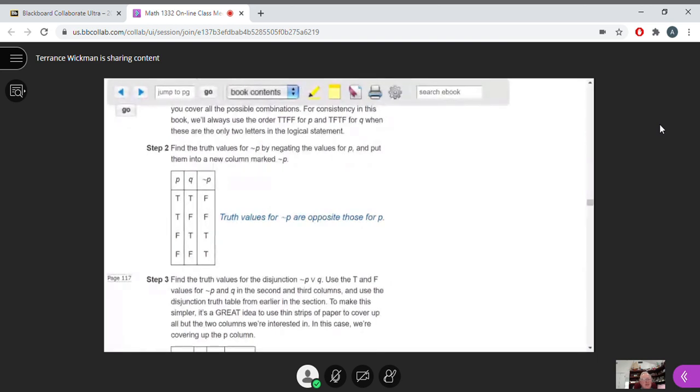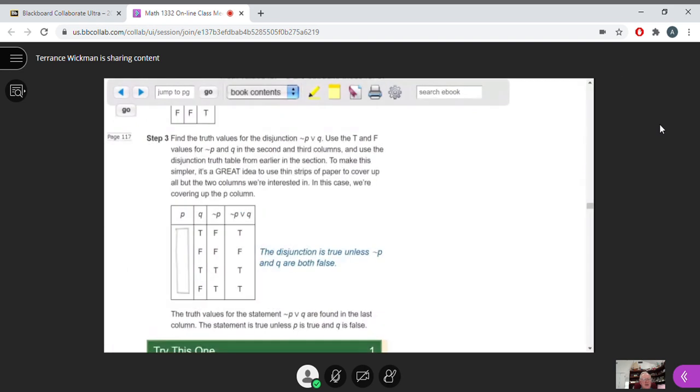Now, step 3, we just did that, or 2. Remember the opposite of P? Well, you just look at the P column and you put everything opposite there. Well, guess what the next is going to be? Well, they should put the opposite of Q column, and they do. Now, they blank out P because it's not needed. And there you have it.